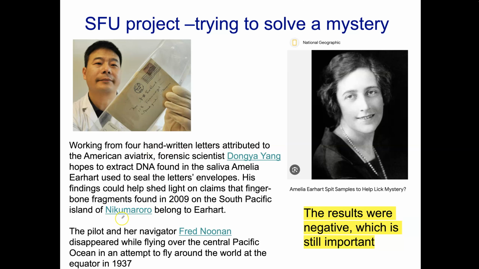And they were going to compare that to the DNA they found from some bone fragments that were found on an island. Nikumaroro, that's probably not the right way to say it, is basically an island where Earhart is thought to have gone down in her plane. It has always been thought that the plane just went down over the ocean, and that was it, and they disappeared. But they found these bones, and it had been thought that perhaps this is where the plane crashed.